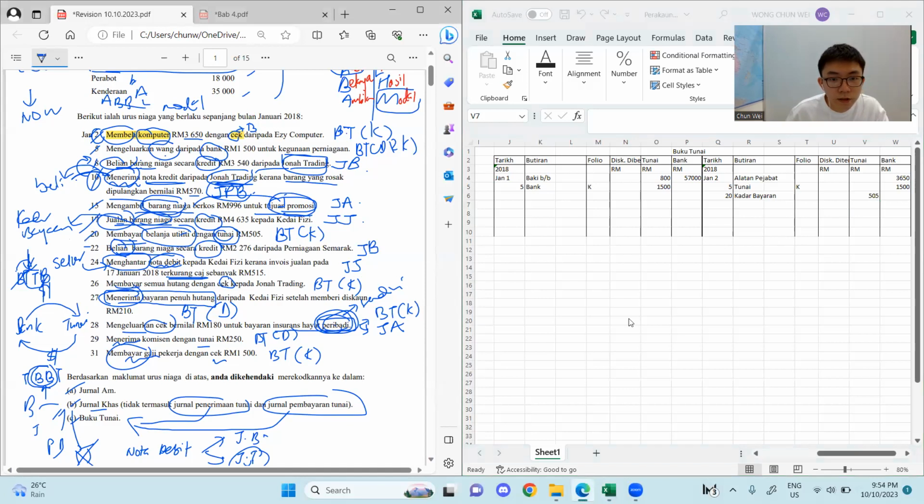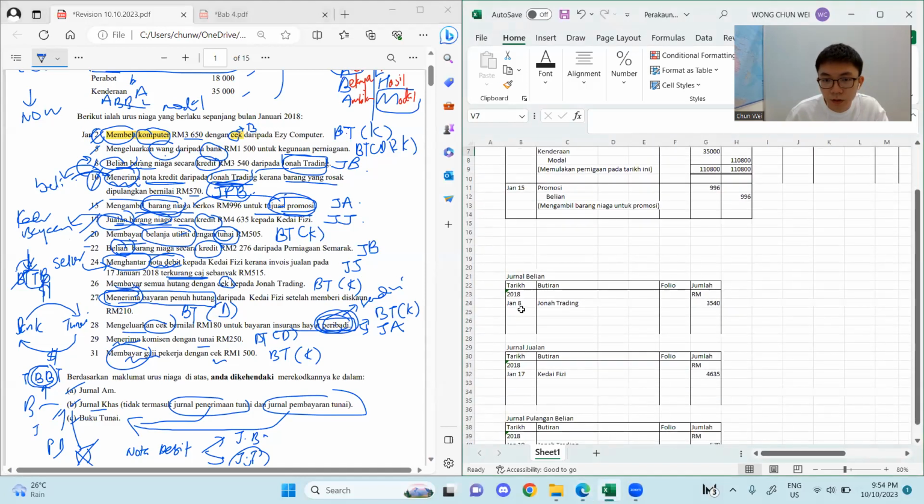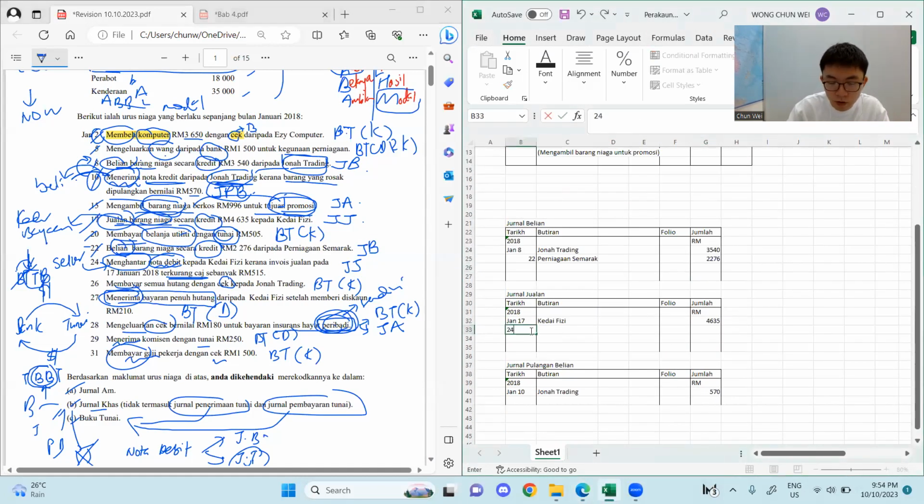Okay, then 22nd is general belian. So general belian, 22nd. You beli barang niaga daripada perniagaan Semarak. Just write down all the names after you know where to put it in. That's why I did this beforehand, so that now you can straight away throw in. You don't need to think of where to put it again. Alright? So like 24th, Junior Jordan. Okay, so here, 24th. Kepada kedai, you just have to find out the name, Fizi. And then another, the current charge sebanyak 515. So now you have to charge back to 515.